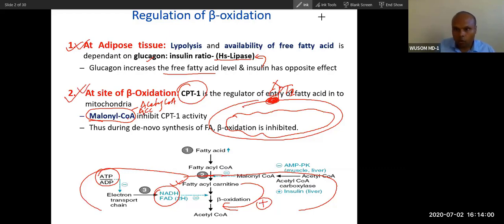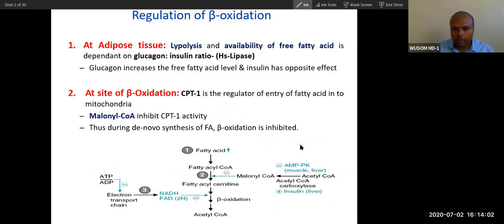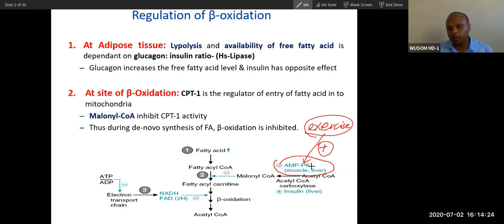Now you can see one very important regulation that is stimulated by exercise. Exercise will also stimulate fatty acid oxidation. How? Exercise will stimulate one type of kinase, called AMP kinase, because exercise reduces energy. Exercise increases AMP inside the cell, a high amount of AMP.